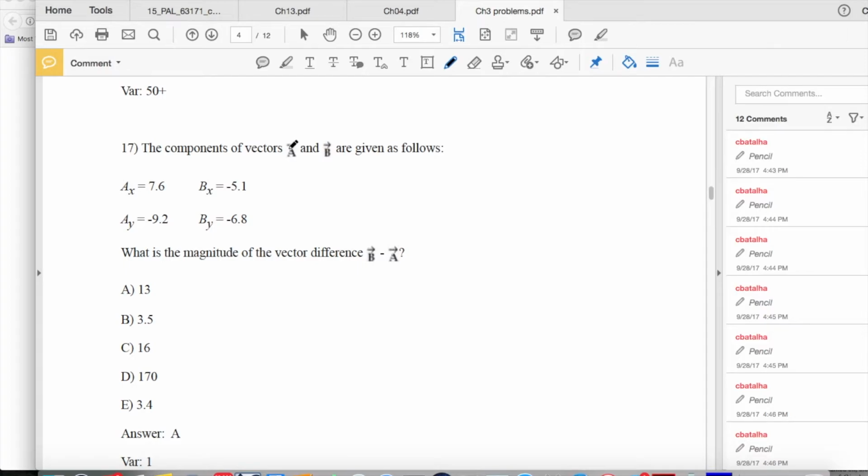The components of vectors a and b are given: ax, ay, bx, by. What is the magnitude of the vector difference? So if you want to represent these vectors just for practicing, ax is 7.6, so it's something like 1, 2, 3, 4, 5, 6, 7. And ay is negative 9.2. 1, 2, 3, 4, 5, 6, 7, and 9.2, right? Here's your vector a.